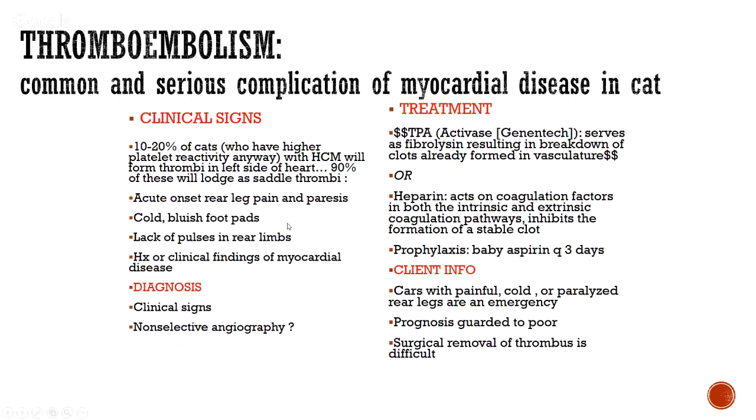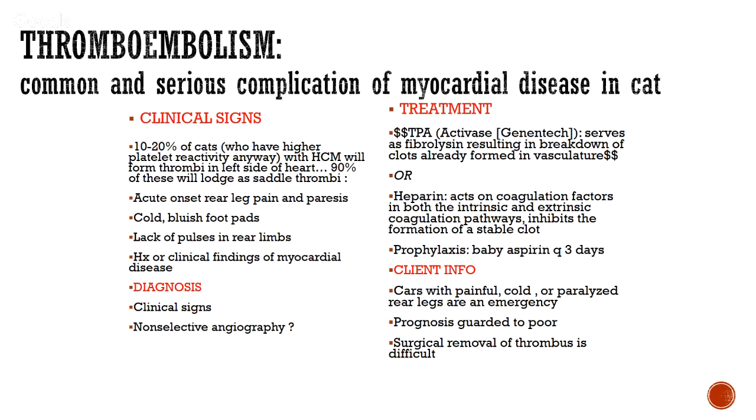Thromboembolism, this is that stroke that I was talking about, the clotting that I was talking about. It is a common and serious complication of any myocardial disease in cats. Here's the reason. 10 to 20% of cats who have a higher platelet reactivity anyway with hypertrophic cardiomyopathy will form a thrombi in the left side of the heart. And 90% of those 10 to 20% of cats, those clots will then lodge as a saddle thrombi. So it's lodging in the bifurcation of the vessels that go to the rear limbs.